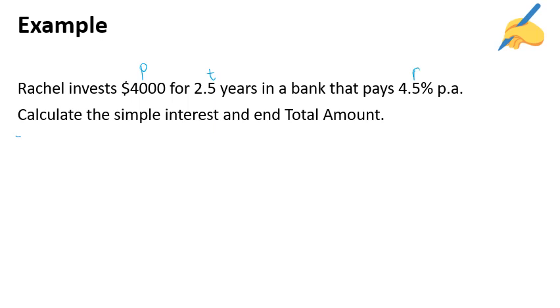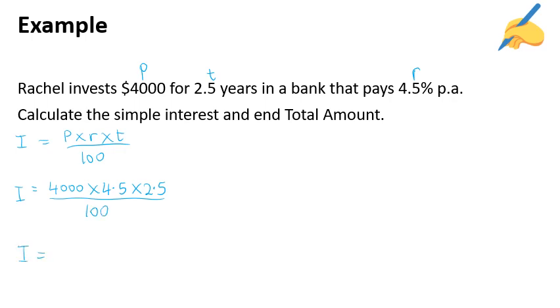So I write out my formula. So I'm going to work out the interest first. So interest equals P times R times T, divide by 100. So we've got 4,000 times 4.5 times 2.5, divide by 100. Pop that in the calculator and it equals 450. So that's the interest.